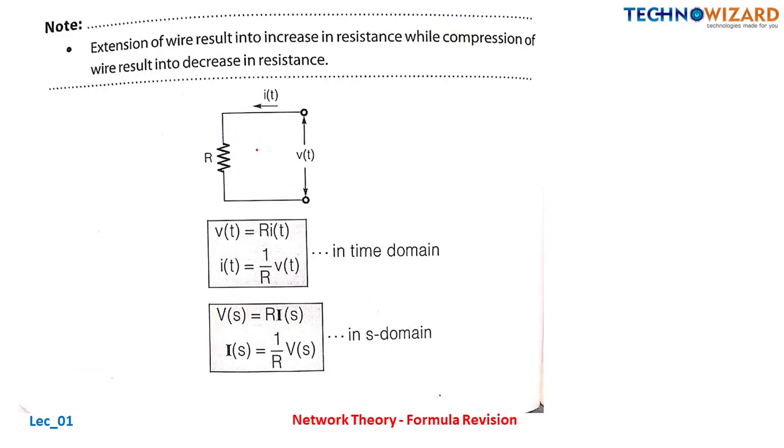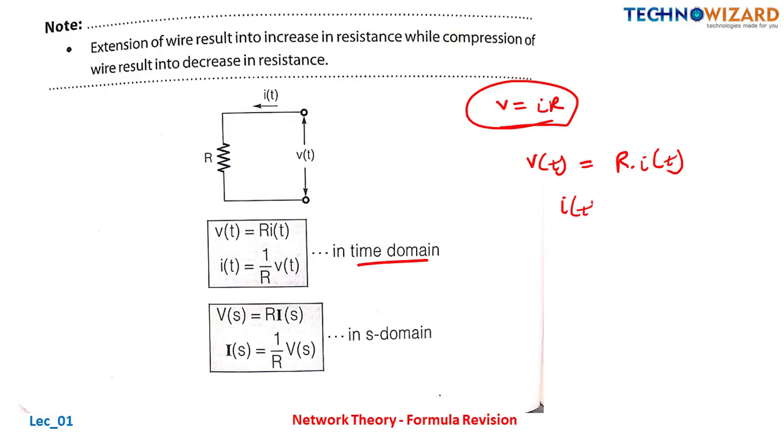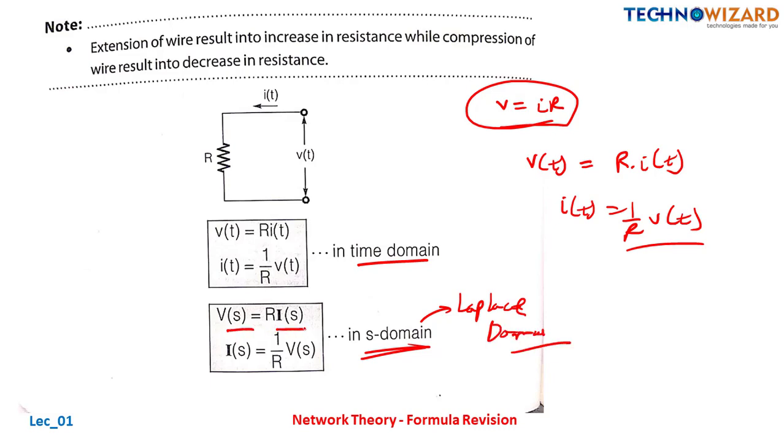Now if this is a resistance, by Ohm's law I can write V is equal to IR. But if I am talking about the time domain, I can write it like this: V of t is equal to R into I of t, or you can say I of t is equal to 1 upon R times V of t. Similarly, we can also write this in the S domain, which is also known as the Laplace domain or Laplace transform. In this domain, you can write it as V of S is equal to R I of S, or I of S is equal to 1 upon R into V of S. These two domains are very, very important.